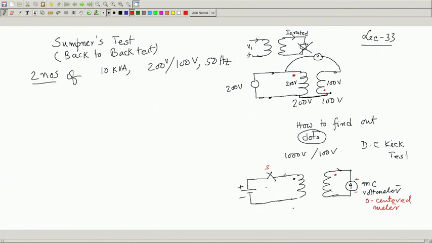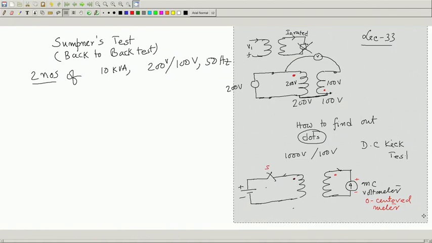So, anyway, this is called the DC kick test. You select the voltmeter range such that the steady state current does not exceed the rated current of this meter, these things, but it is a very interesting test. So, by doing this simple test we can find out the polarity of a transformer. Okay. So, you do this.